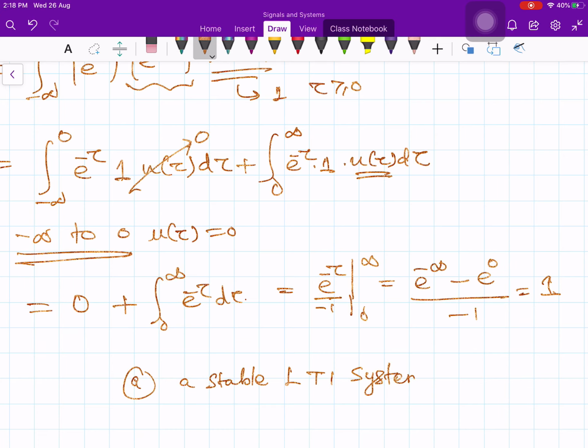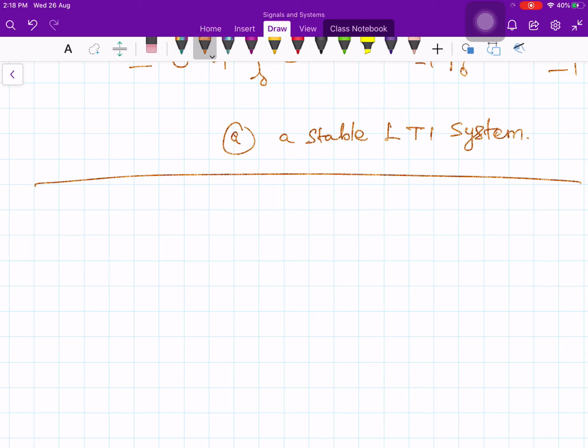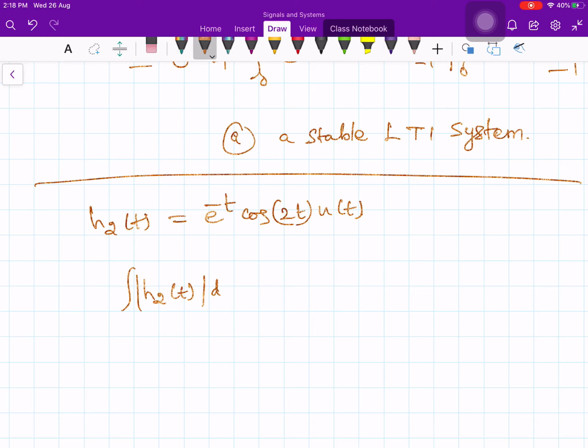Okay. Now let us take the second part, second problem. h2 of t is equal to e to the minus t cos 2t times u of t. Now again, if you recall, the integral of h2 of t, absolutely integrable, from minus infinity to plus infinity.